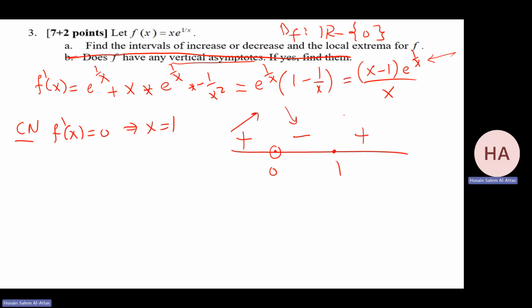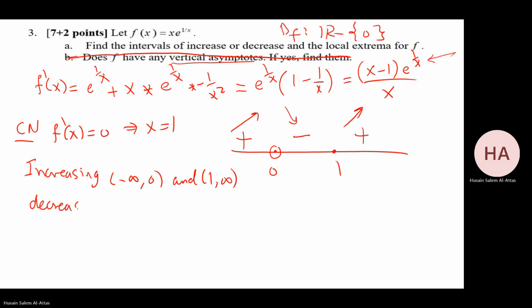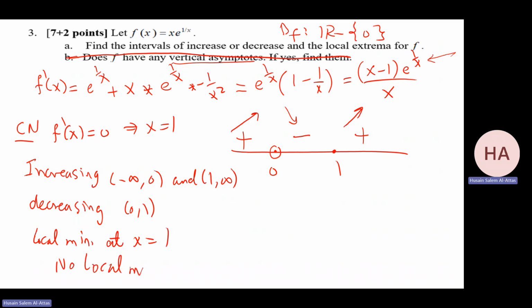So it's increasing, decreasing, increasing. So increasing from minus infinity to 0 and from 1 to infinity, and decreasing from 0 to 1. I have a local minimum at x equal 1. No local maximum. Why? Because the function is not defined at 0. So you have only a local minimum at x equal 1.